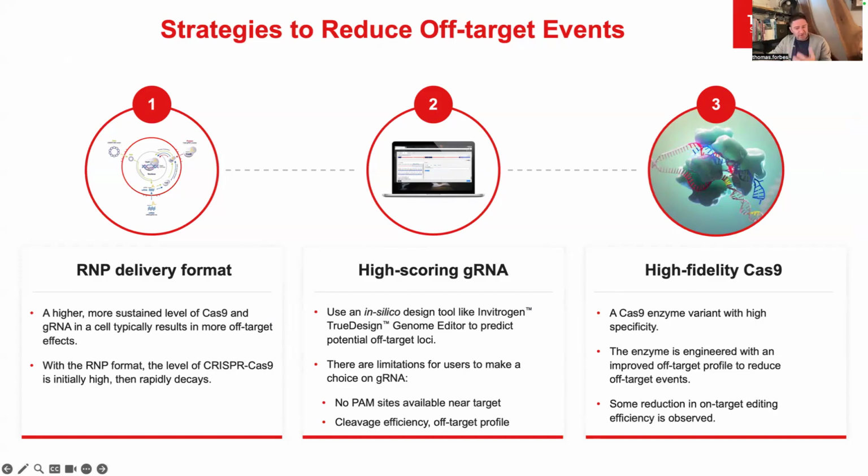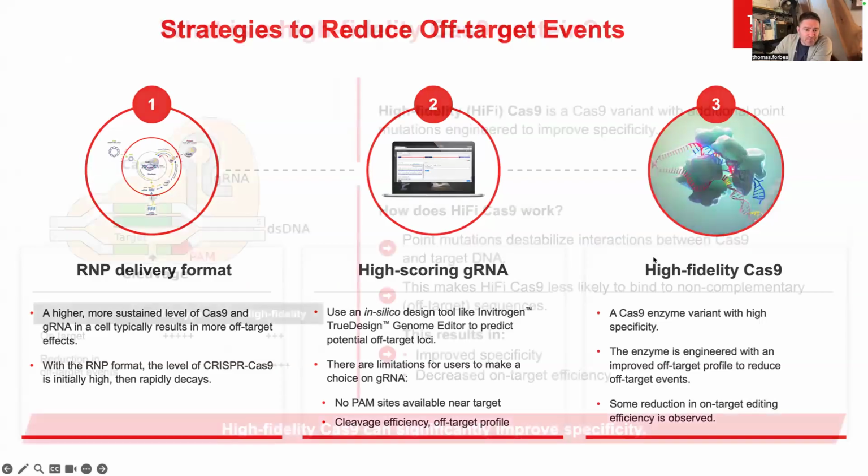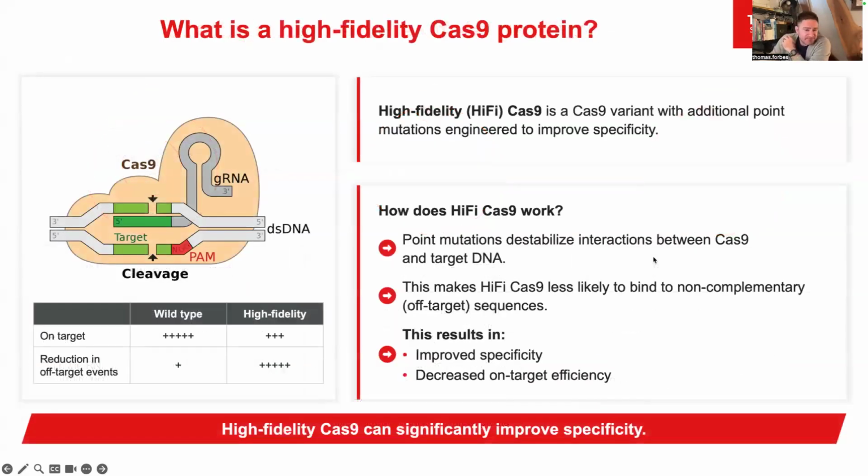High-fidelity Cas9 is essentially a version of the Cas9 nuclease that's engineered for high specificity or reduced off-target effects. And again, I don't want to go too far into the weeds on this, but the high-fidelity Cas9 is essentially a variant of the Cas9 nuclease, which again, reminder of those molecular scissors, that improves specificity by incorporating additional point mutations. Those point mutations help destabilize interactions between the Cas9 and the target DNA. And that kind of tailored destabilization, if you will, makes the high-fidelity Cas9 less likely to bind to non-complementary or off-target sequences, therefore resulting in improved specificity.